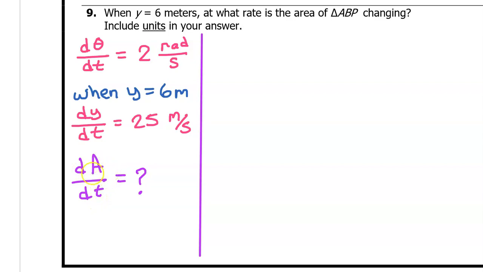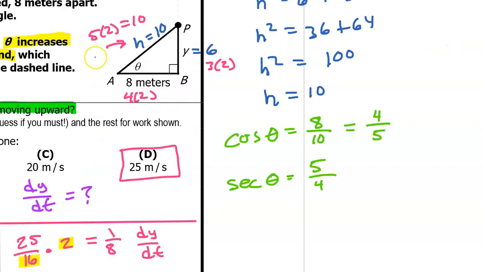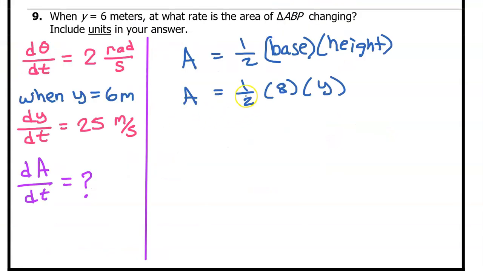So we need a relationship that involves area. So of course, we will start by writing down the area of a triangle, which is 1/2 base times height. In this case, the base is a constant 8 meters, and the height is y. So this will be 1/2 times 8 times y. Half of 8 is 4, so that means that the area is 4y. Let's go ahead and take the derivative of both sides with respect to t.